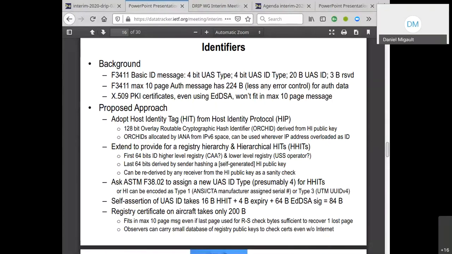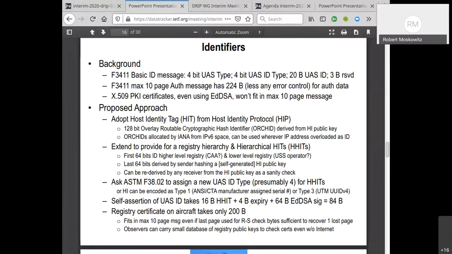I just have a comment. I think in vehicular communication, they're using another format for a certificate. I can't remember the format, and that one is much smaller than X.509. Bob, I don't know if you can speak to that, since I know you've worked in V2V as well.